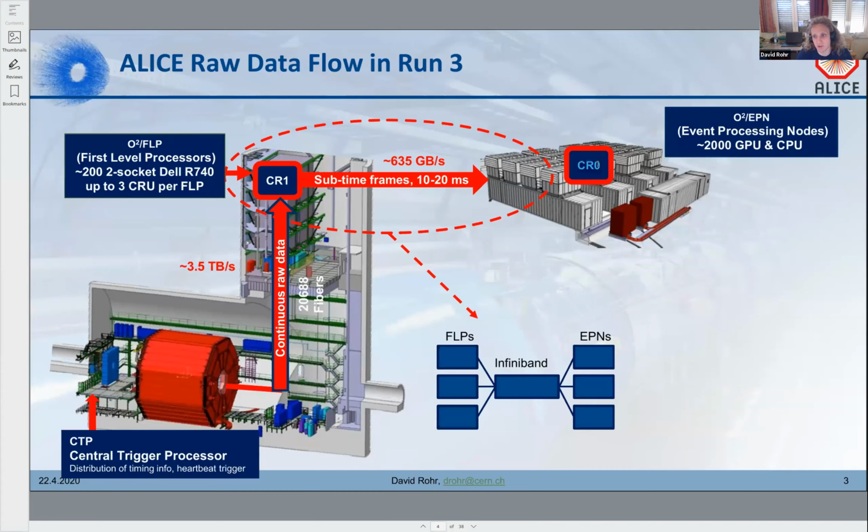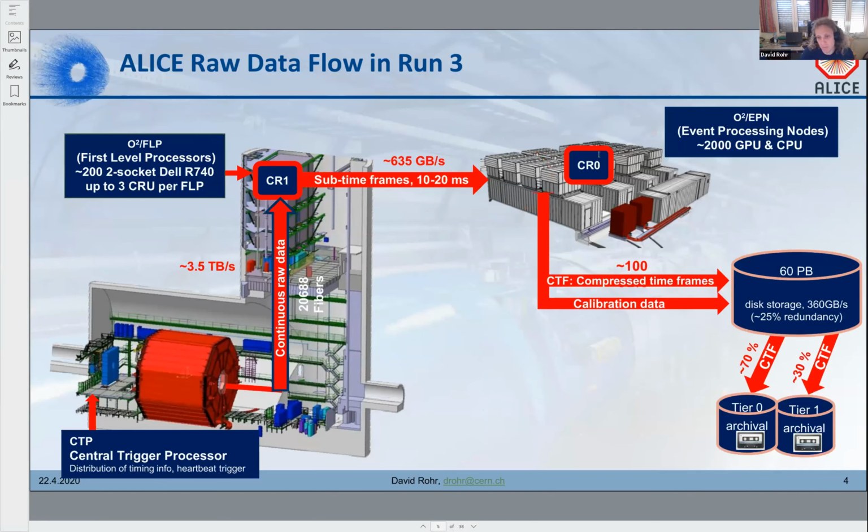Which will consist of around 2,000 GPUs and plenty of processor cores, and they are connected via an InfiniBand network. And the data rate is reduced to 635 gigabytes per second in counting room 1, and this is then further processed in counting room 0. And this is actually where the high-level compression happens. Before, it's all zero suppression, and now we have more elaborate algorithms and also reconstruction and calibration. And the data rate is further reduced to 100 gigabytes per second.